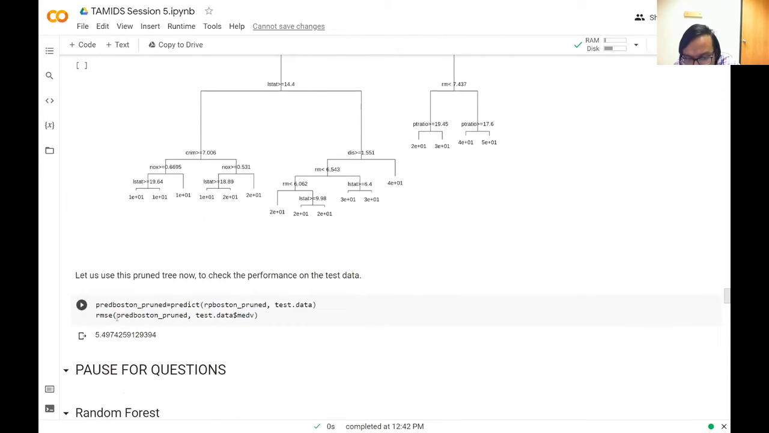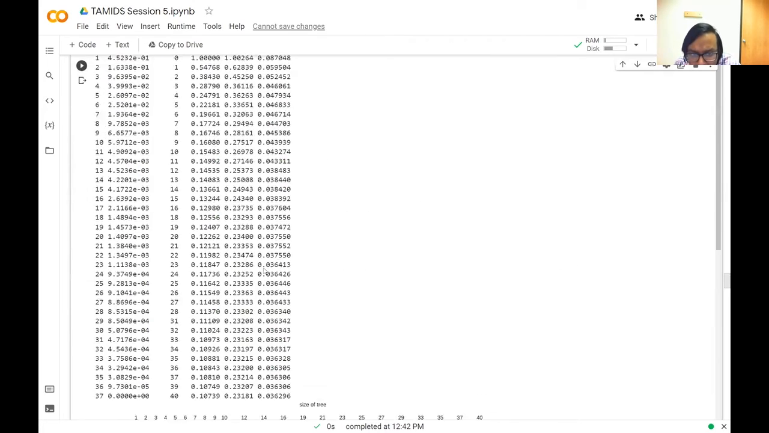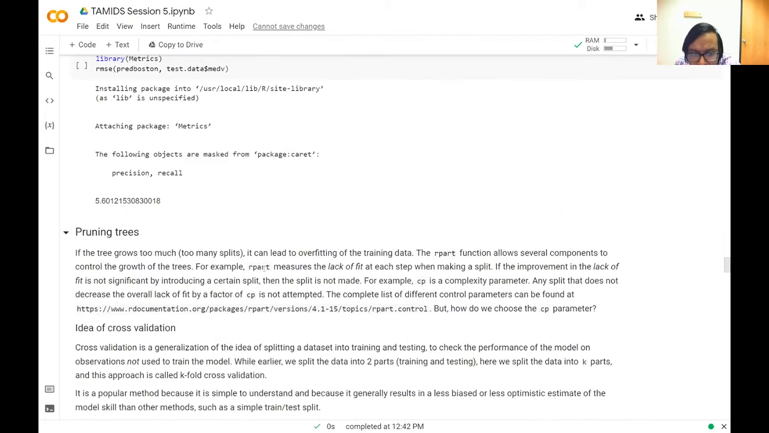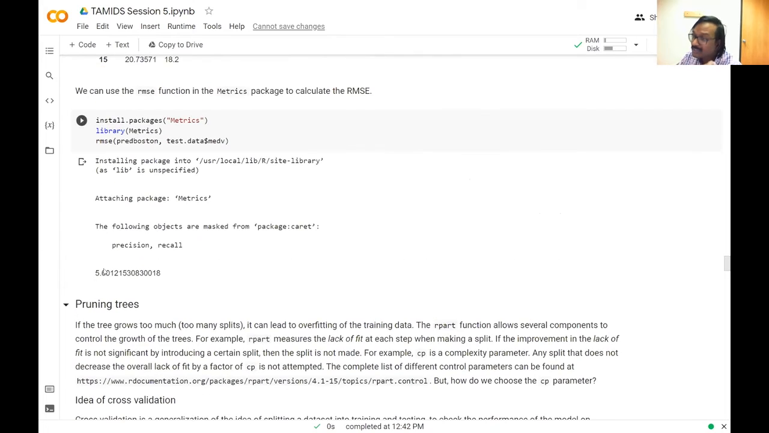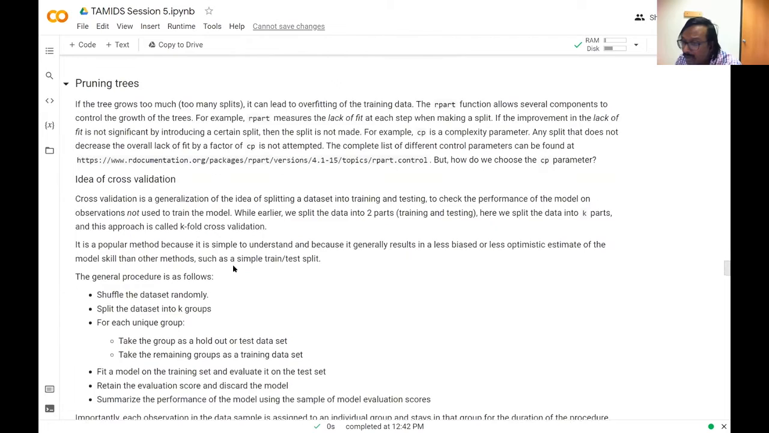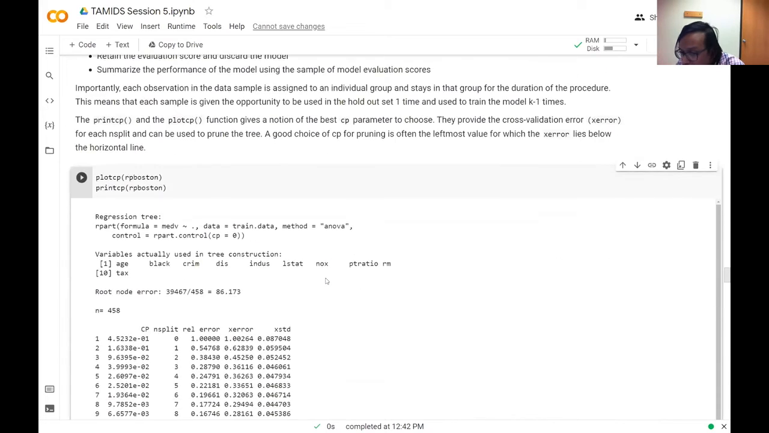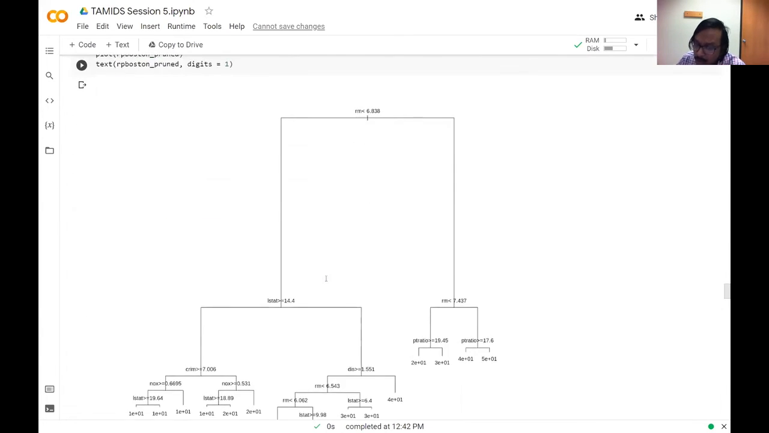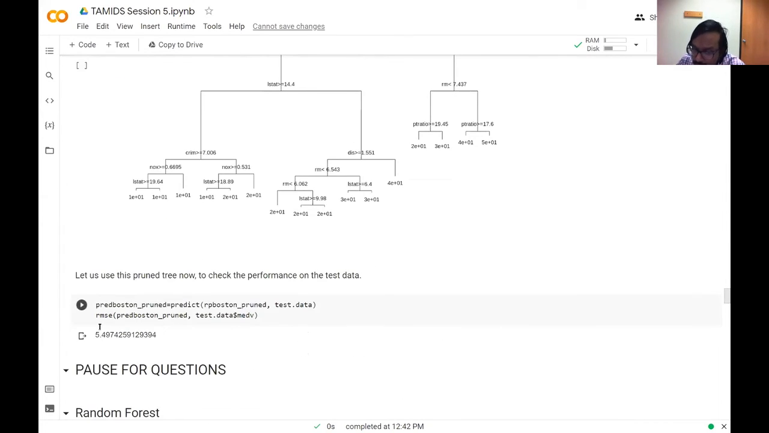If we look at the RMSE now, it's 5.49. If you compare it with the earlier one, it was 5.6. So by considering a simpler model, we actually did a better job because the error is reduced. The error is reduced, so we have done a better job, which means that probably we did overfit the data when we were using CP equal to 0 while developing the first tree.